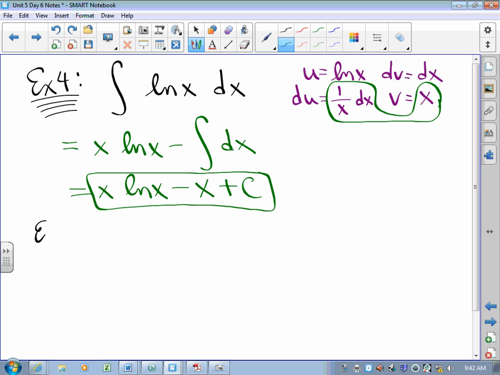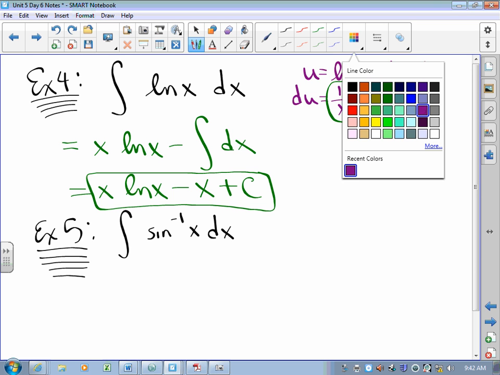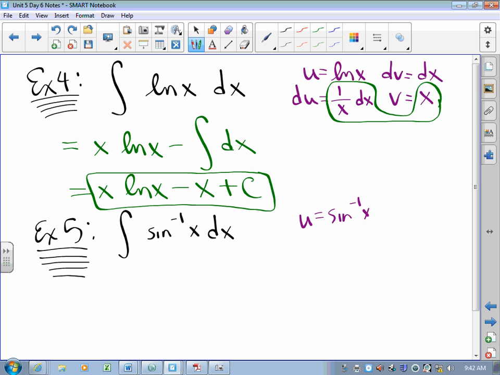And then, what about that guy? I know his derivative, I just don't know his integral. So, well, we'll give it a shot. That worked before. I got the v part. I just have to remember what the derivative of inverse sine is. And the derivative of inverse sine is 1 over radical 1 minus x squared.